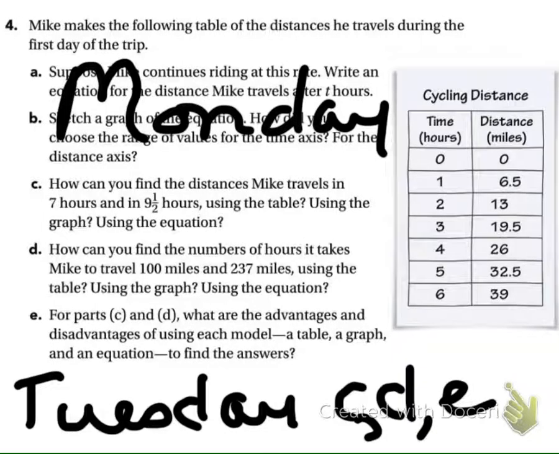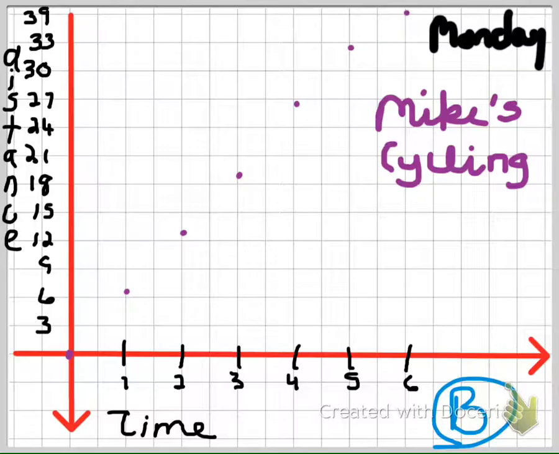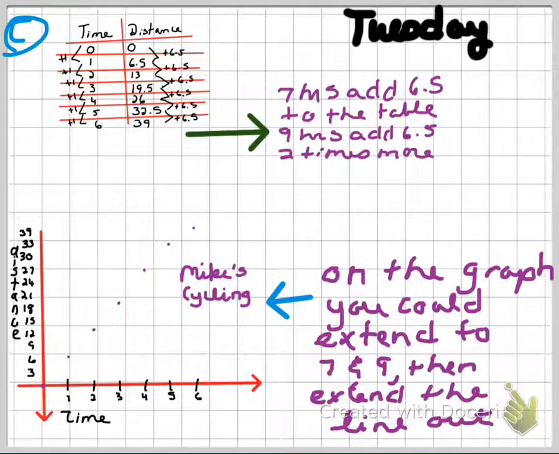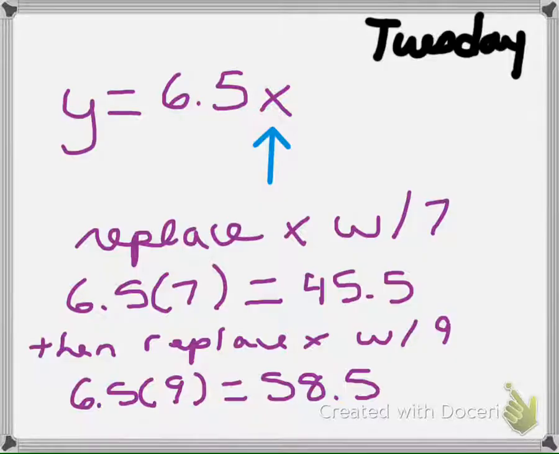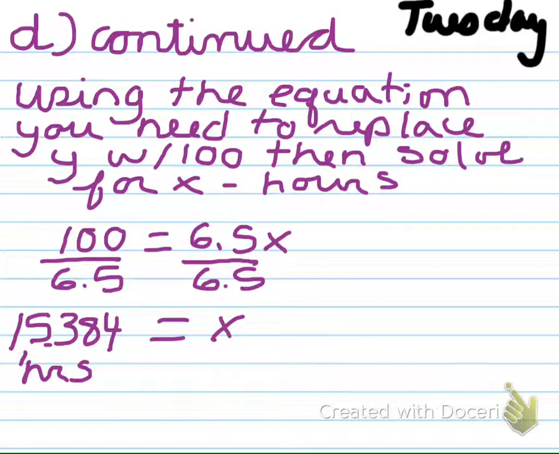D is asking you how you can find the number of hours it takes him to go 100 miles and 237 using the table, the graph, and the equation. This is a different question because here it was asking you to take 7 hours and find the distance. Now it's giving you the opposite. This time it's giving you distance and you have to find time.